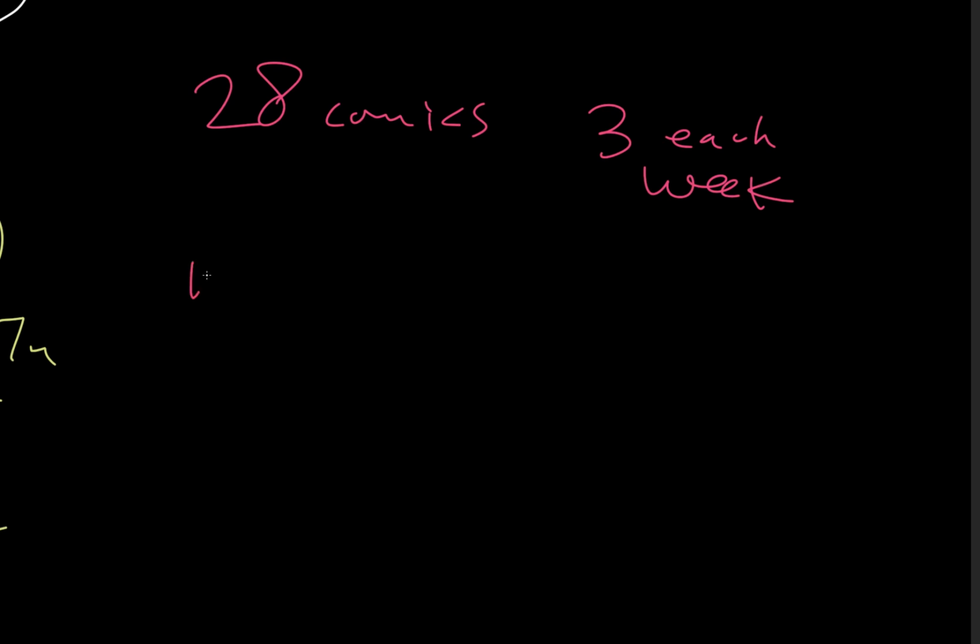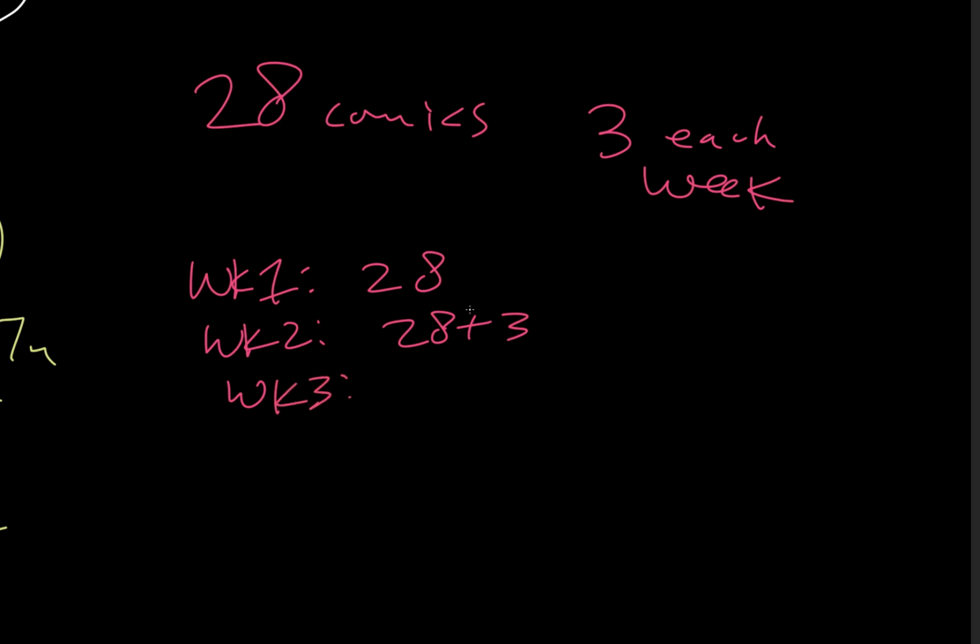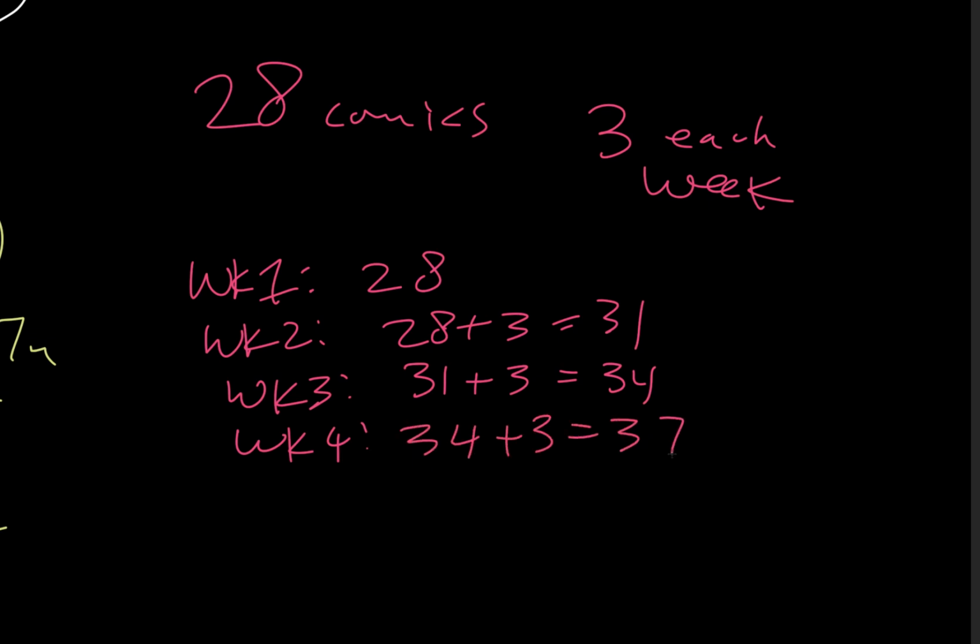Okay, so week 1, he sent 28. Week 2, he sent 28 plus 3. Week 3, this was 31, so now it's 31 plus 3, which is 34. And then week 4 is 34 plus 3, which is 37. So that answers part A. We just need to add 3 each time.